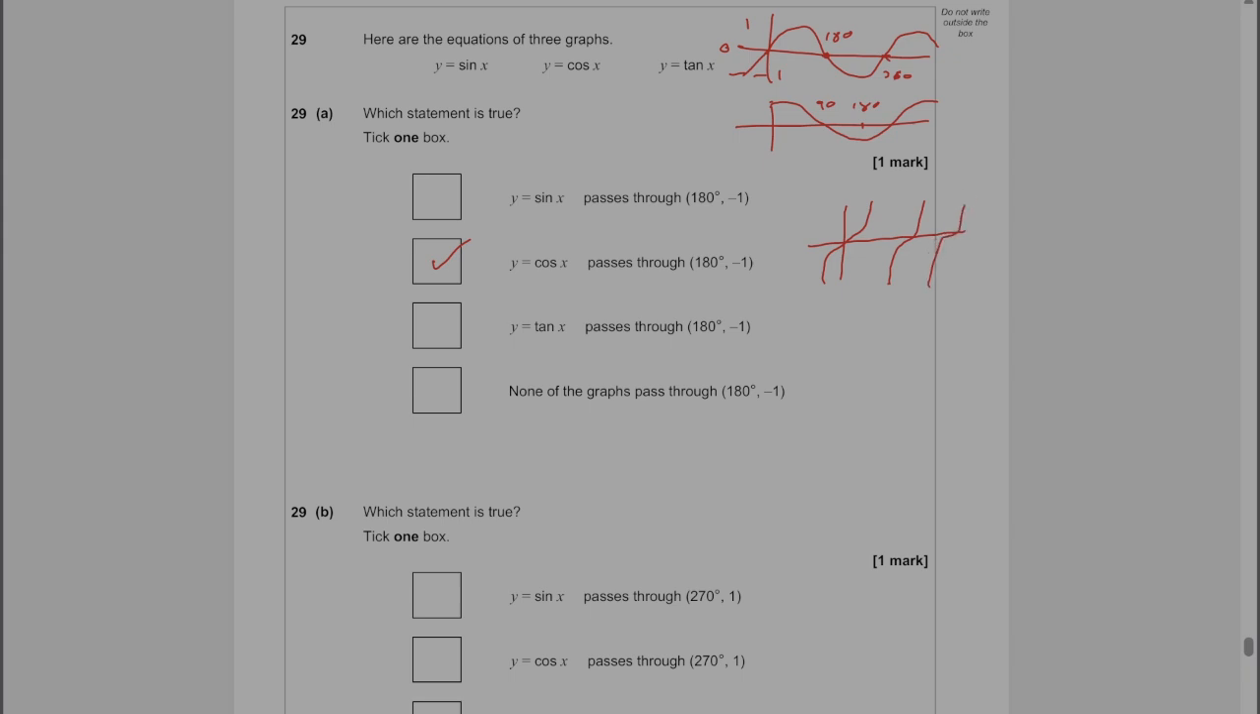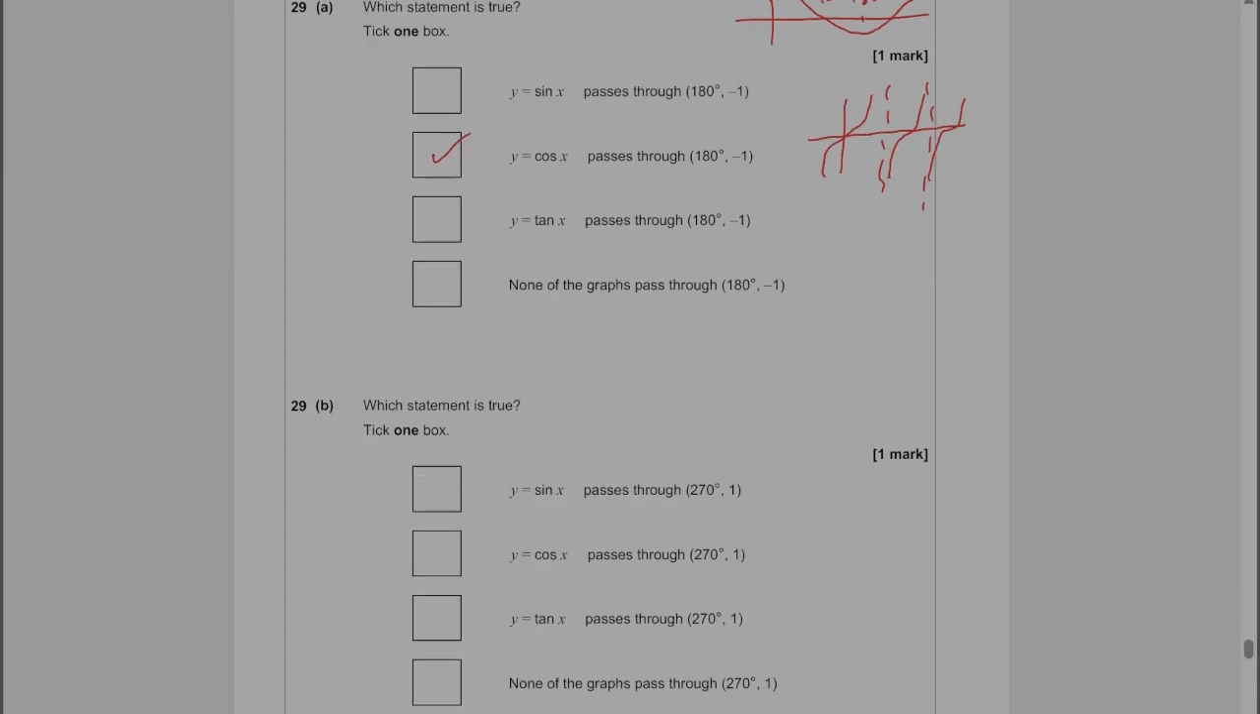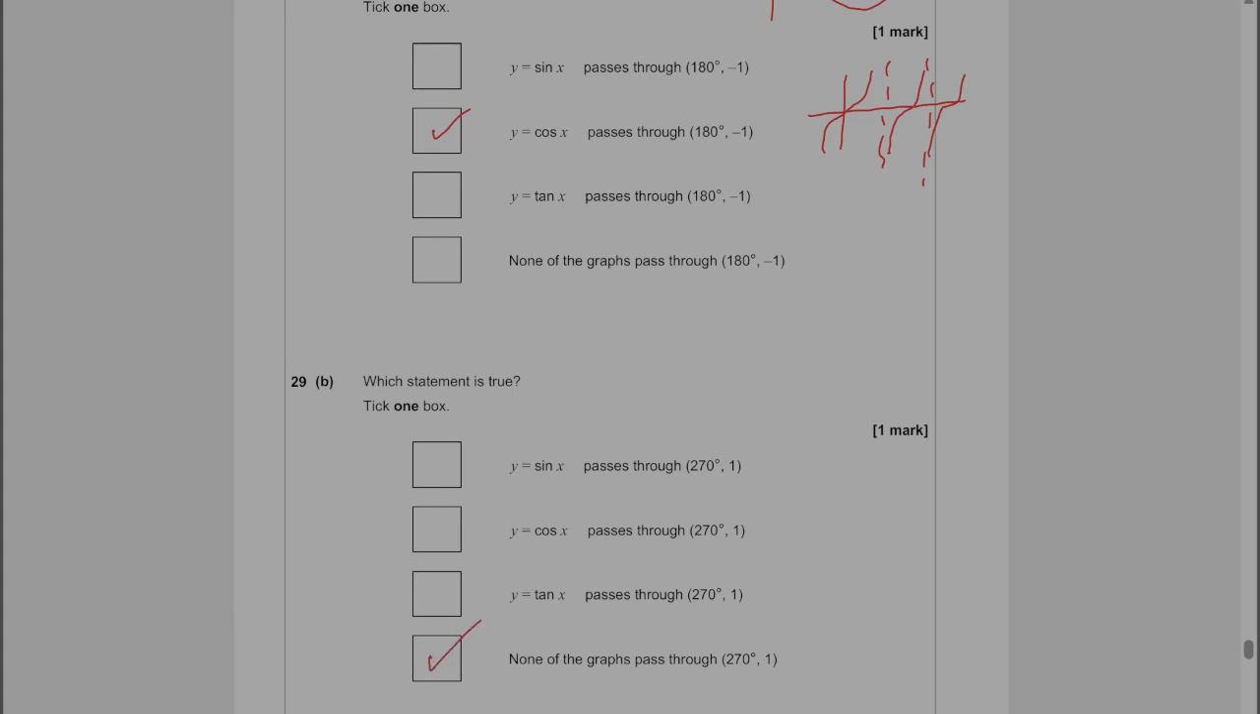So I've drawn it incredibly badly, but points is kind of the key driver here, but I don't think it's going to be that one either. So that's 90. No, it's going to be none of them. It's going to be none of them, because the tan graph doesn't really pass through one particularly.